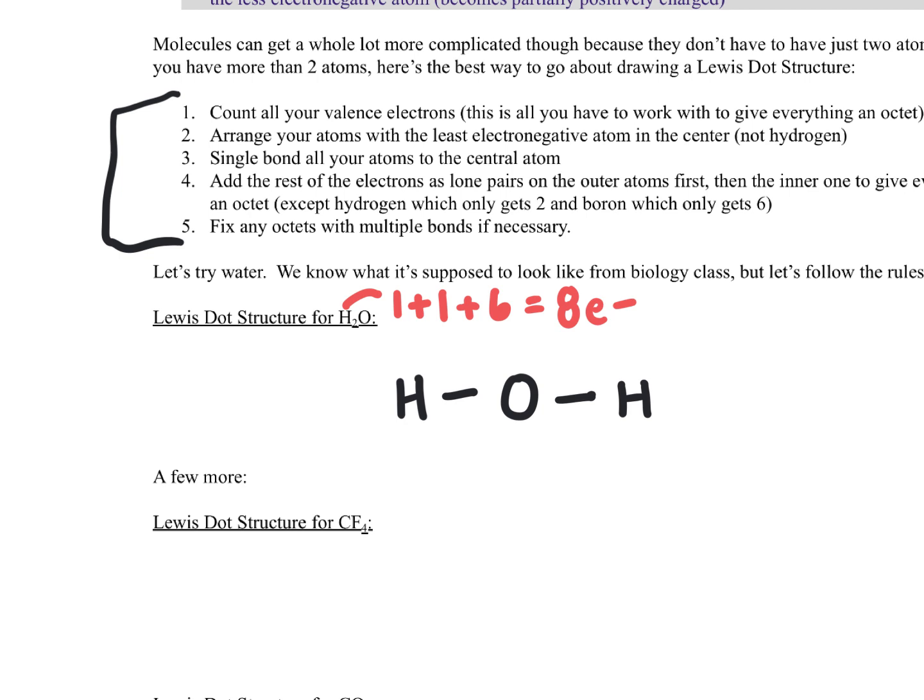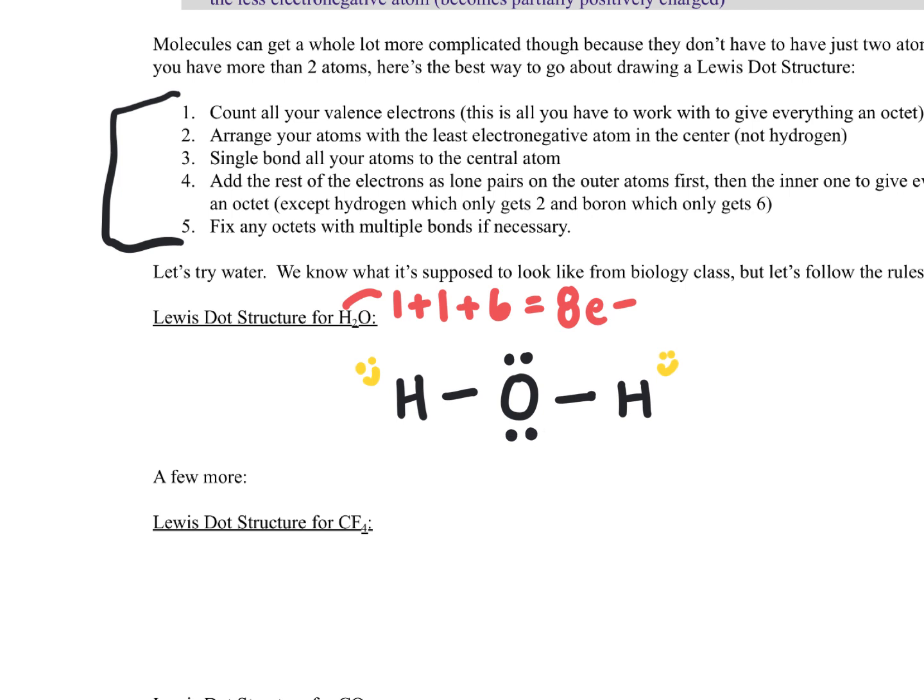That's because it's in the first principal energy level. We call it an octet rule violator. Bottom line, hydrogen only needs 2 electrons. So those 2 hydrogens actually are already perfectly happy. Draw a little happy face to say they're good to go. We don't have to do anything to them. But the 4 electrons we have left, we're going to put as lone pairs on the oxygen.